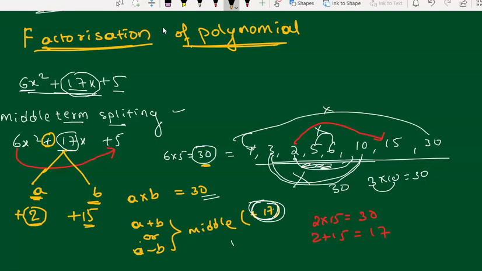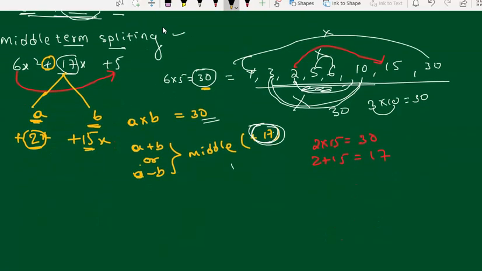Okay, now you got 2 and 15. So you can write 17x like this, 2x and 15x. In place of 17x, you can write 2x and 15x. Okay, I hope you understood this. Let's go further. Now I have got two beautiful numbers, 6x square. Here I can write 2x plus 15x. You can write 15x here and 2x here.